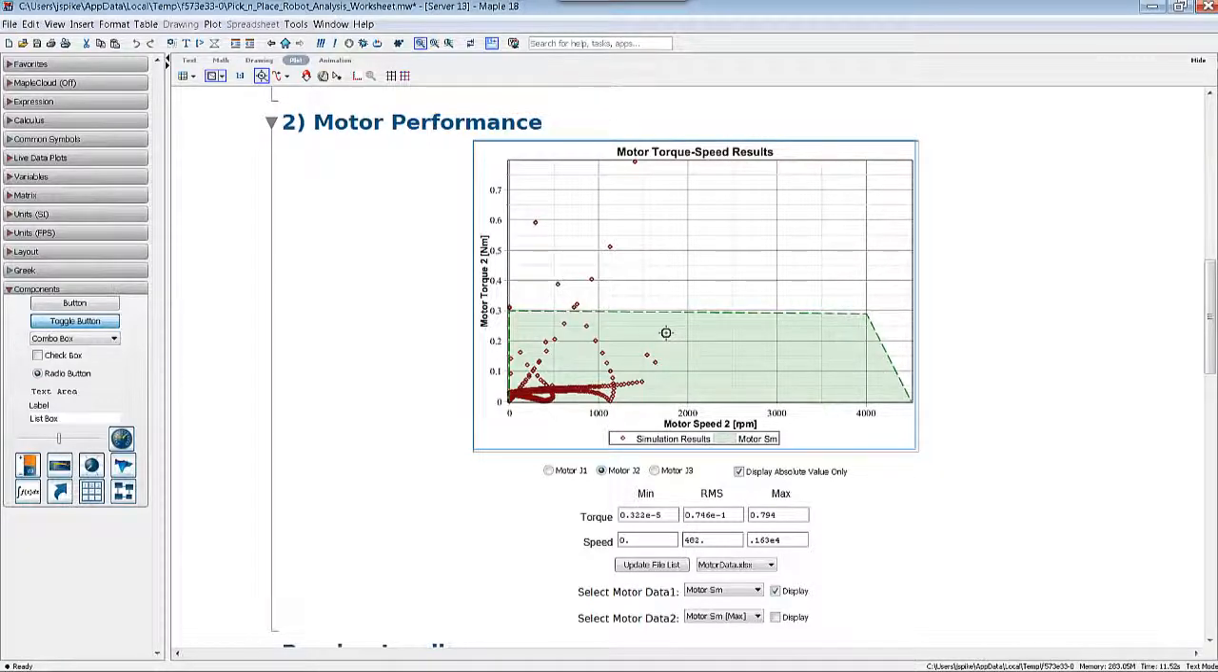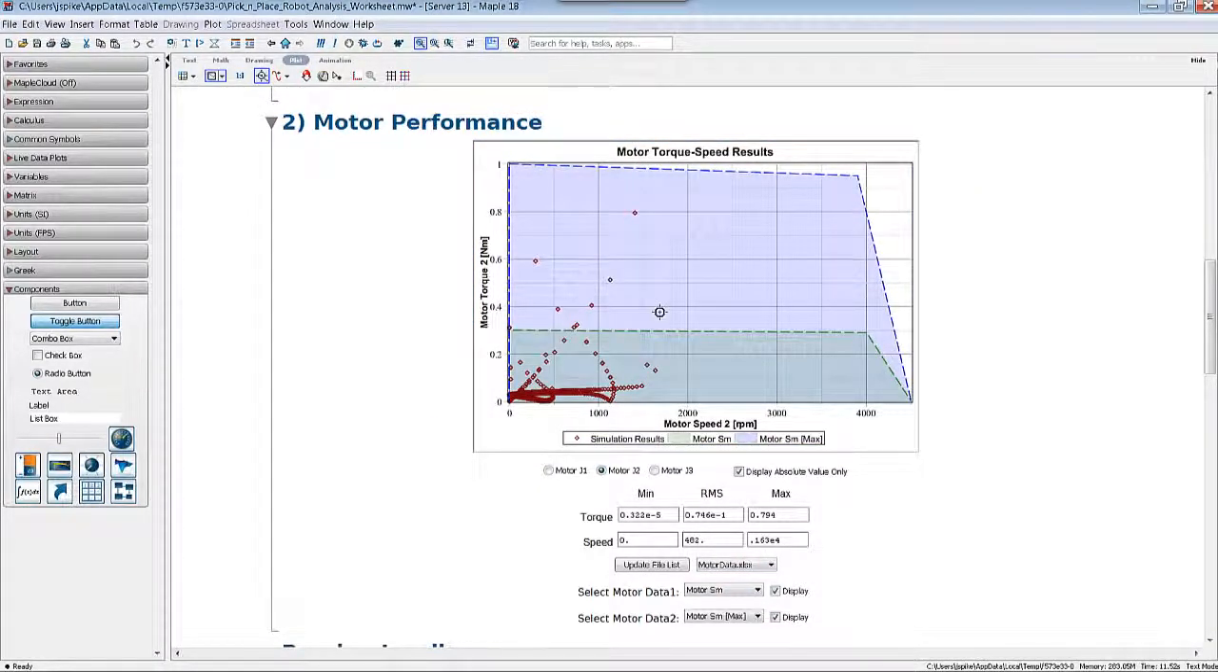Oftentimes this indicates from manufacturer data that the motor may be running a little bit hotter than desired and may require additional cooling. This may not be particularly desirable for your application. So it may be desirable to have the motor perform within the green boundary limits. If we take a look at our third motor, sure enough, that motor is able to perform within the desired limits.